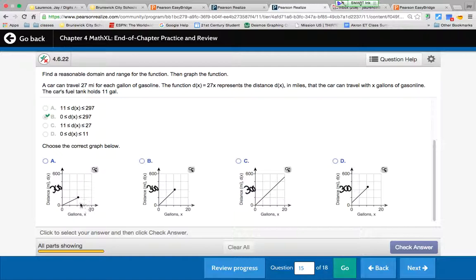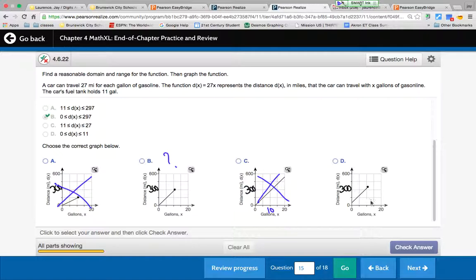I don't like this one because the range is not long enough. It's not even going anywhere near 300, so that one can't be right. This is a possibility. I'm going to put a question mark there. This one I don't like because the gallons goes way past 11. 10 is here, right? This is going to 20 gallons. The car doesn't hold 20 gallons.